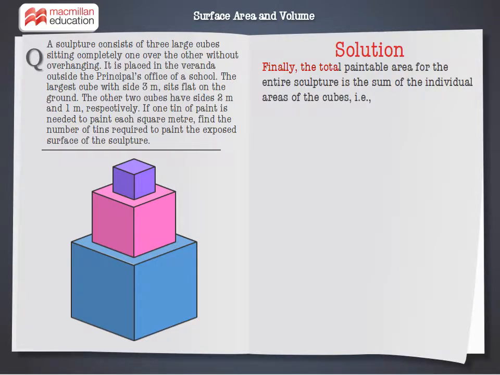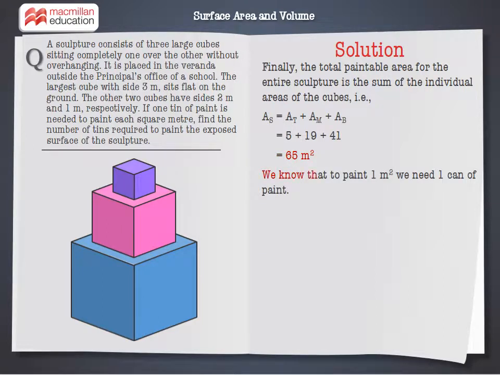Finally, the total paintable area for the entire sculpture is the sum of the individual areas of the cubes. That is, AS is equal to AT plus AM plus AB, which is equal to 5 plus 19 plus 41, which is equal to 65 meters squared.